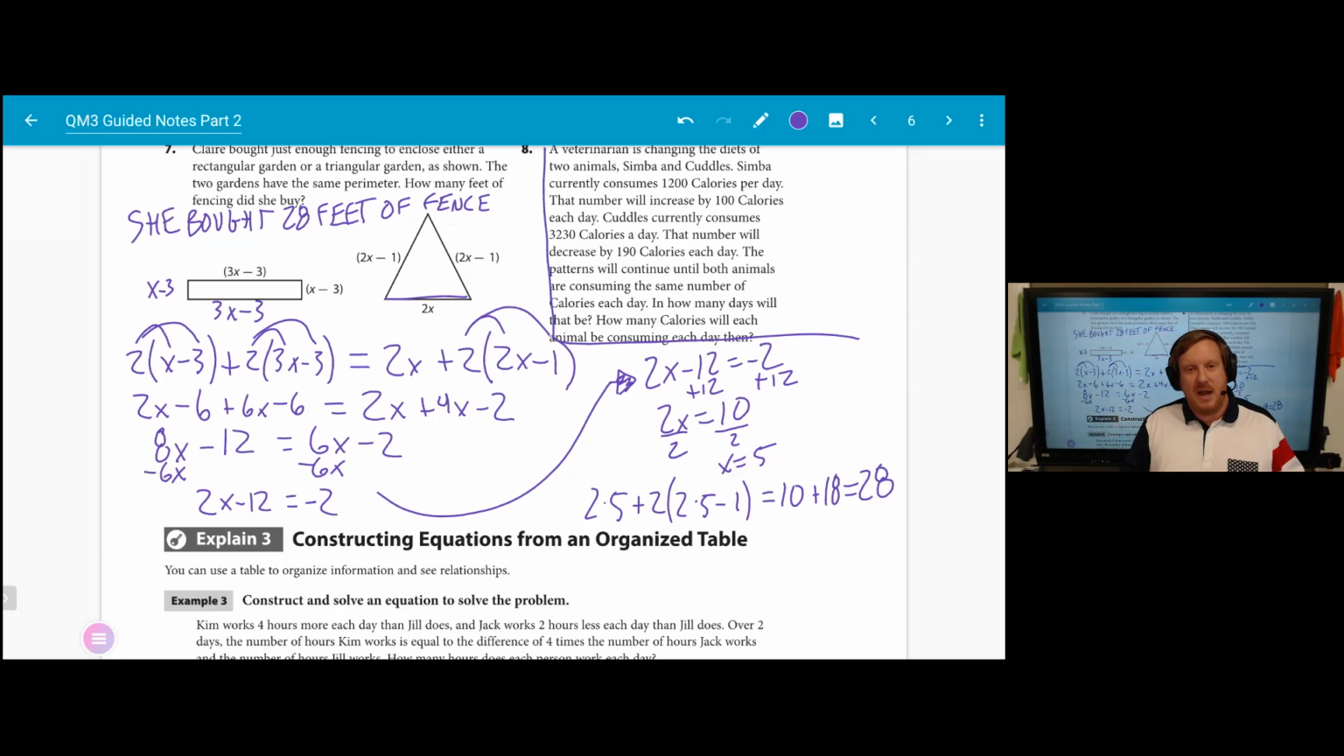What I need you guys to do now, this is the end of QM3 guided notes. I know there's 3 parts, and I appreciate you guys being patient with me. So now that we got that, go ahead, take a look at the problems and the questions for this, and we'll make sure we have enough time to work on those.